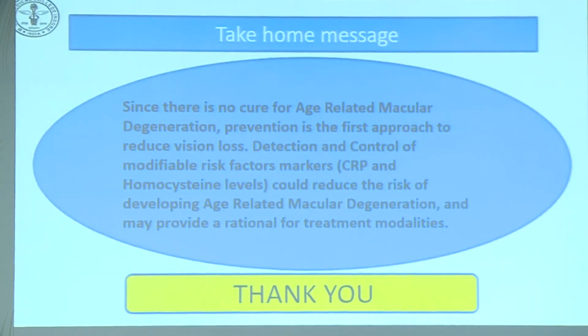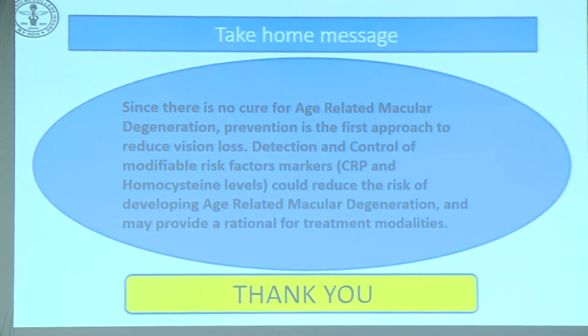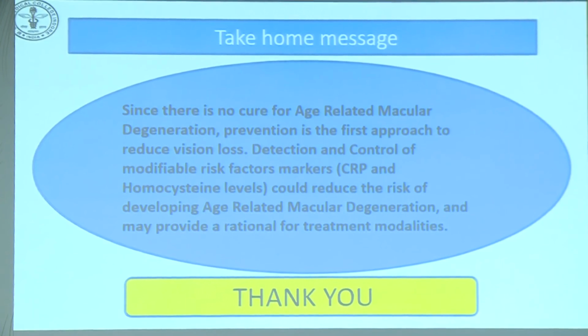The limitation of the study being a small sample size. The take-home message from this study was, since there is no cure for AMD, prevention is the first approach to reduce vision loss. Detection and control of modifiable risk factor markers like CRP and homocysteine levels could reduce the risk of developing AMD and may provide a rationale for treatment modalities. Thank you.